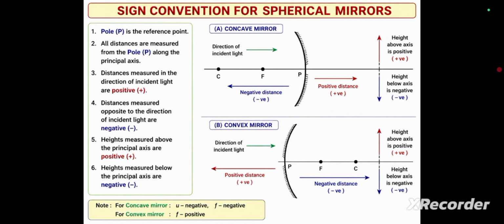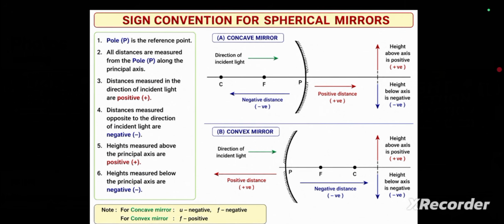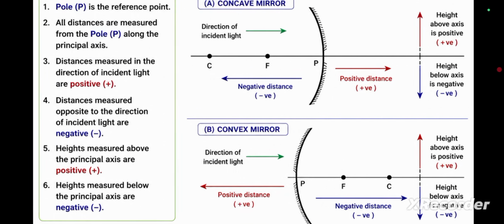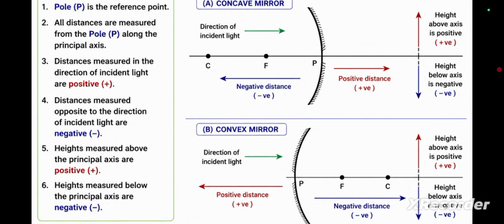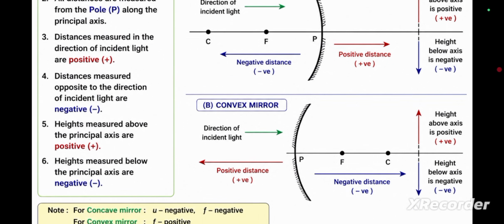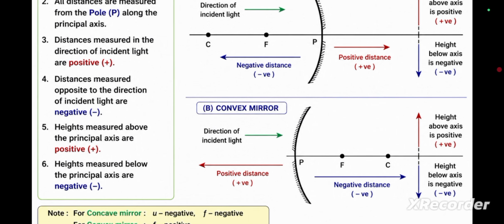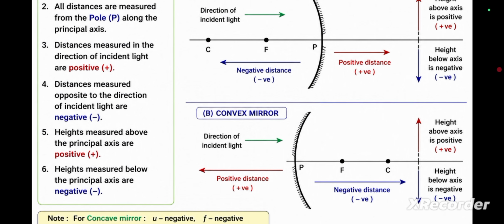Rules of sign conventions. First, pole P is a reference point. All distances are measured from the pole along the principal axis. Distances measured in the direction of incident light are positive, and distances measured opposite to the direction of incident light are negative. Heights measured above the principal axis are positive. Heights measured below the principal axis are negative.